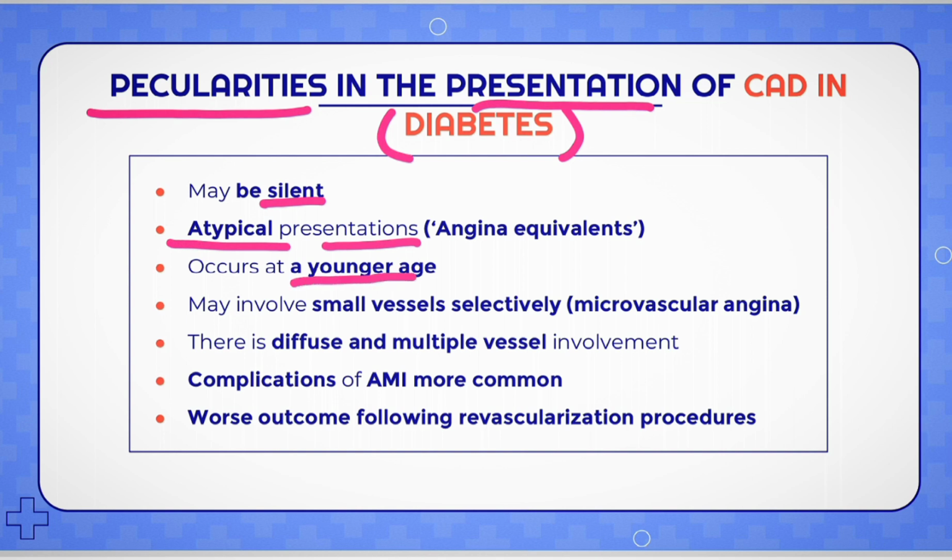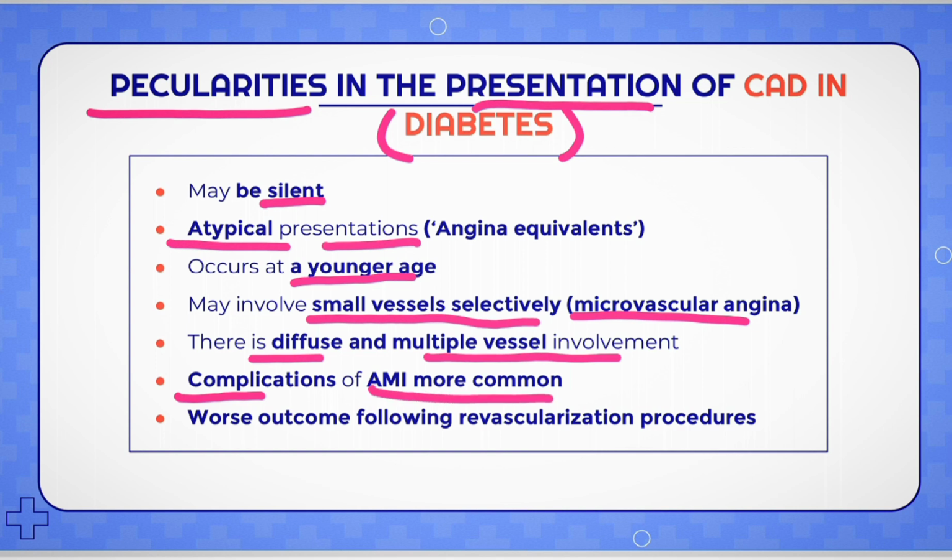It can also selectively involve the small vessels, known as microvascular angina, and there can also be diffuse and multiple vessel involvement in such coronary artery disease. And the complication of acute myocardial ischemia is very common in CAD in any patient with diabetes, and this has a very worse outcome even after revascularization procedures.